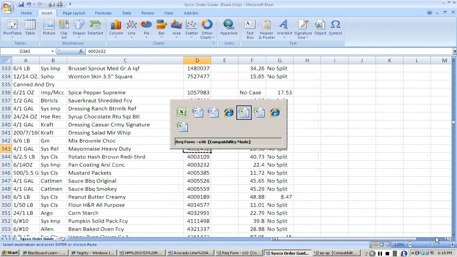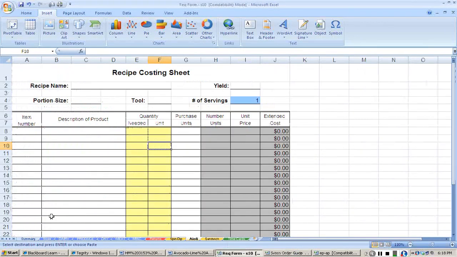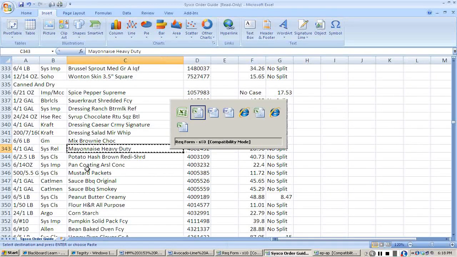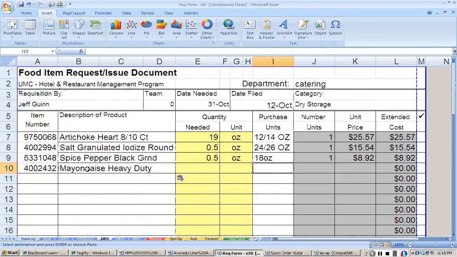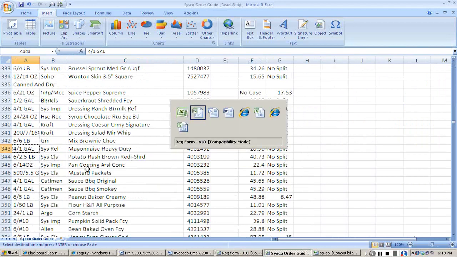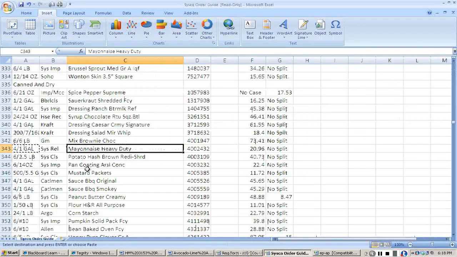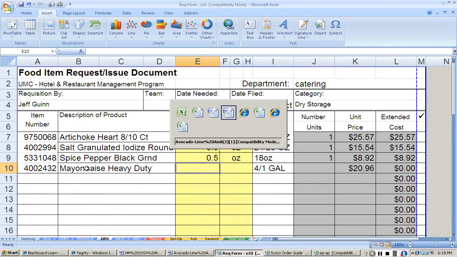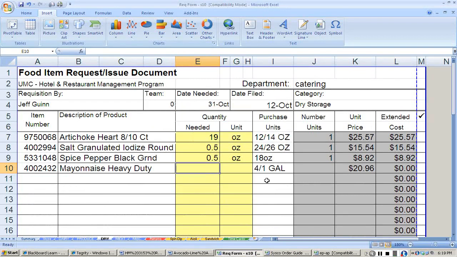And mayonnaise. In the rec form, it's going to be under the dry goods. So we go into dry. Mayonnaise. Alright, so if we look at the recipe, we need 2 cups of mayo. We're buying it in gallons. So we got to convert those cups to gallons.